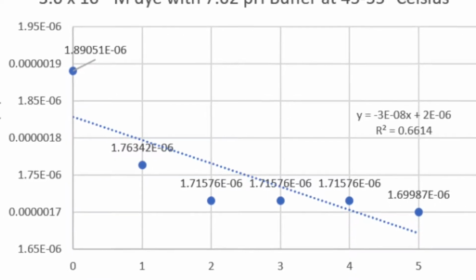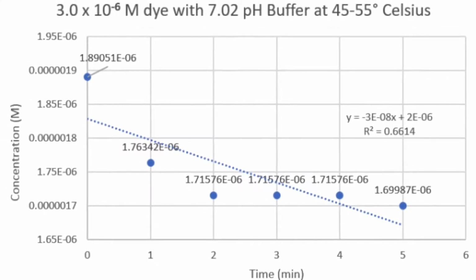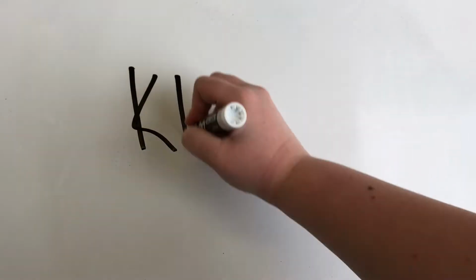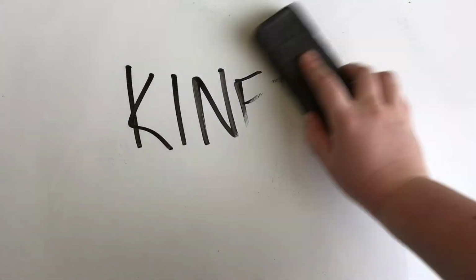As you can see on this graph, the data shows the degradation of the concentration of red dye. The initial concentration was 1.9 times 10 to the negative 6 molar, but by the end of the 5 minutes, the concentration of the red dye was 1.7 times 10 to the negative 6 molar.